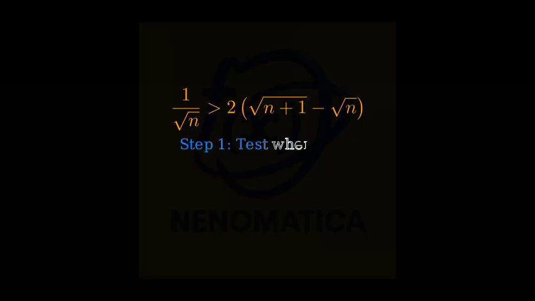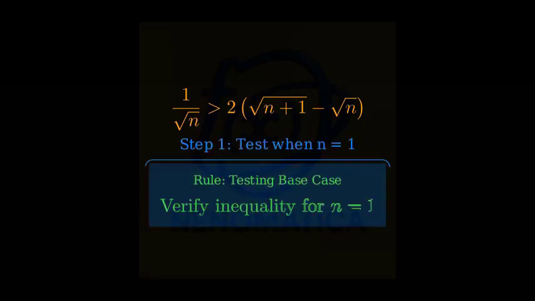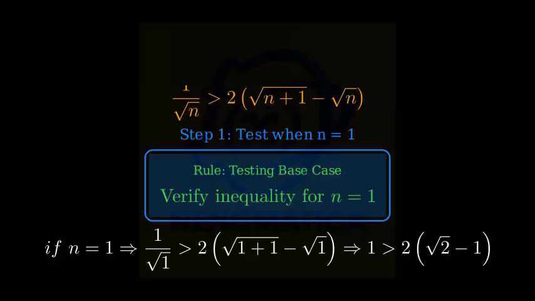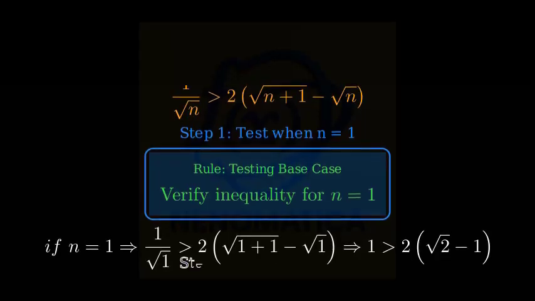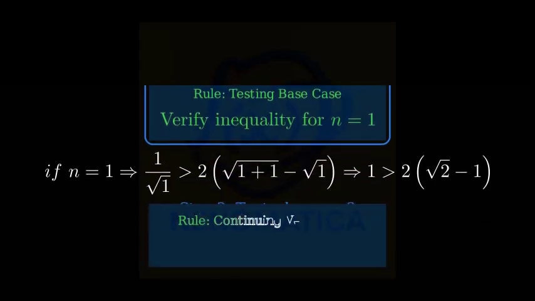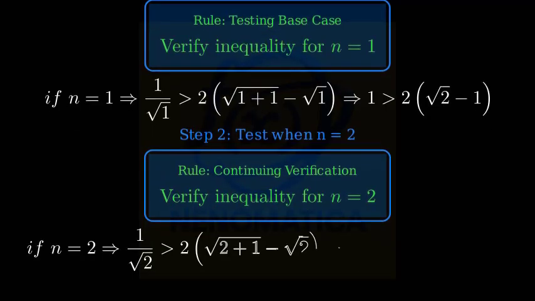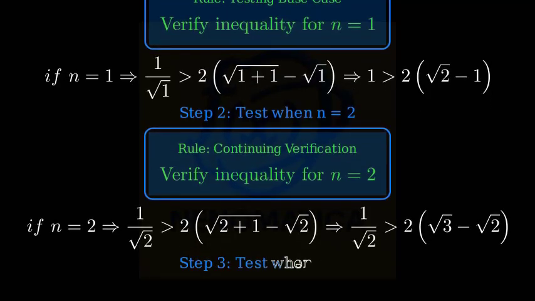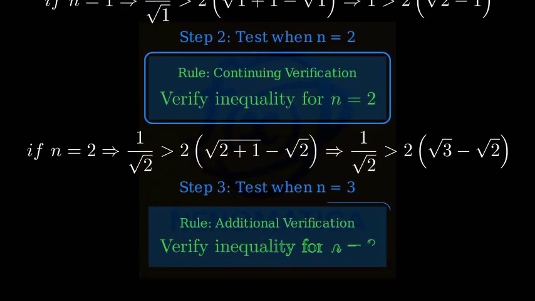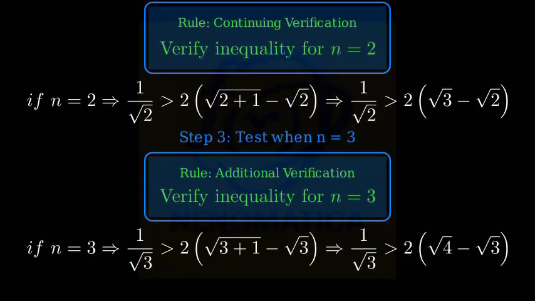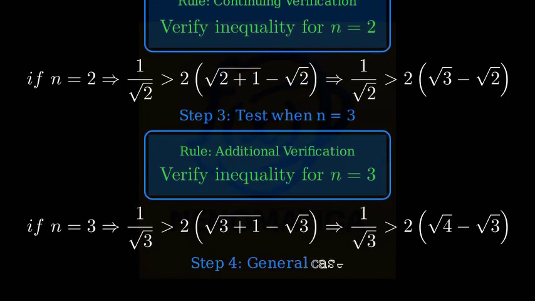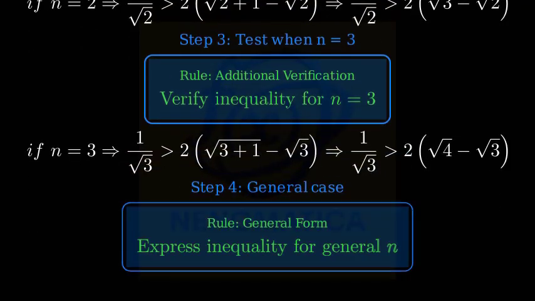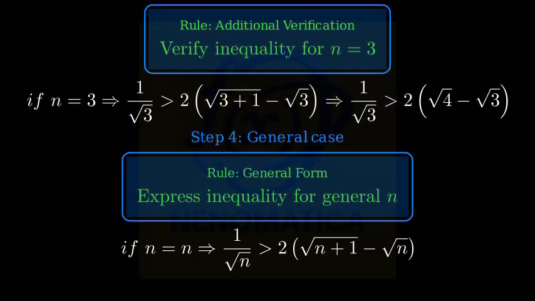Our approach is to verify the inequality for specific values of n, and then use induction to prove it for all values. Let's start with n equals 1. Now, let's test for n equals 2. If n equals 2, then 1 over the square root of 2 should be greater than 2 times the square root of 3 minus the square root of 2. Let's continue by testing for n equals 3. We substitute n equals 3 into our inequality. And finally, let's write the general case. If n equals n, then we get our original inequality.